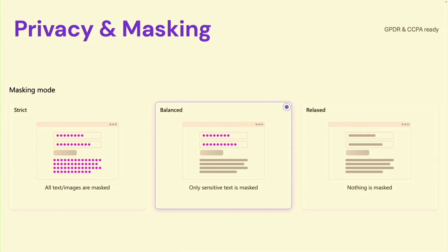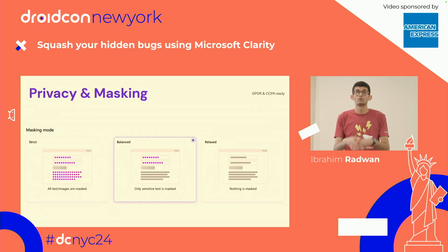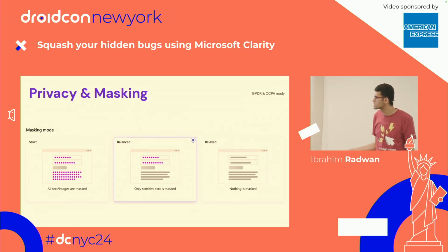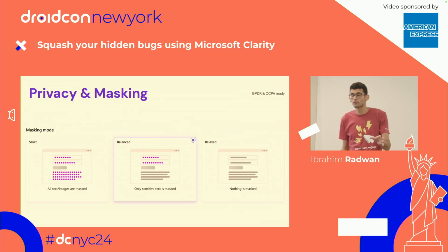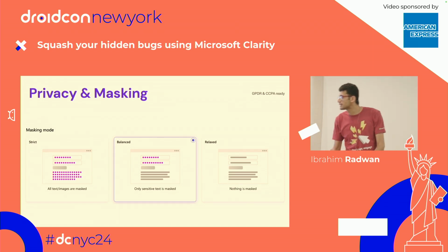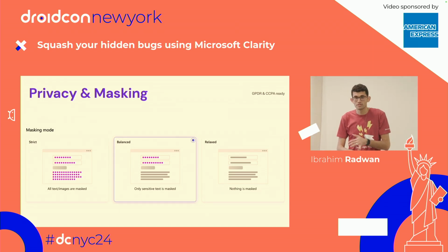Okay, so now moving on to privacy and masking. As I mentioned earlier, we do respect privacy, and Clarity was built with privacy at its core. As part of giving you full control over the data that you share with Clarity, we give you 3 different masking modes. For the relaxed mode, nothing is masked by default except for input fields. For the balanced mode, we mask PII information as well as input fields. And for the strict mode, you only get the layout of your application. All the content is masked by default. You also get more granular control by using our APIs to, for example, use the strict mode and unmask a certain element.